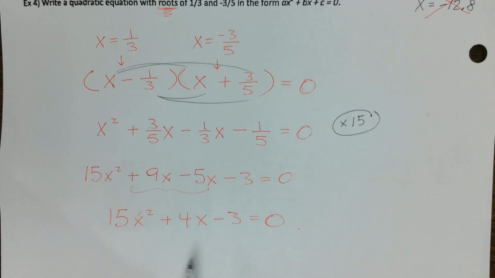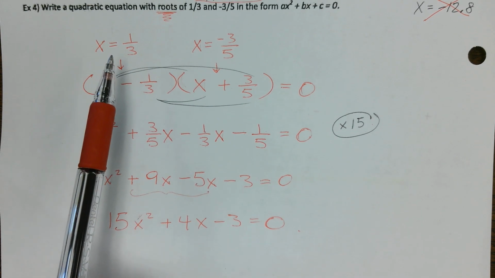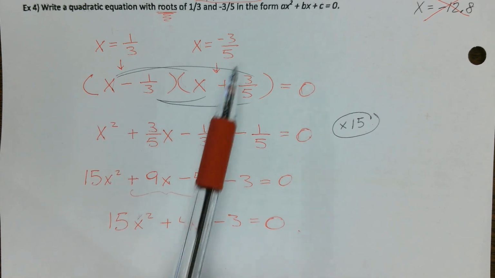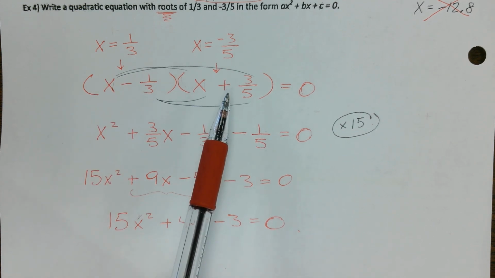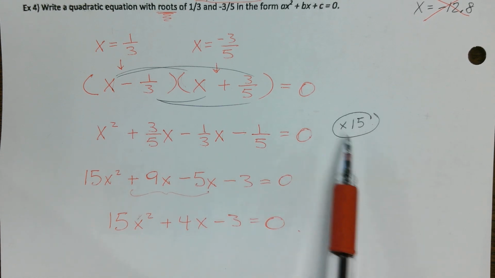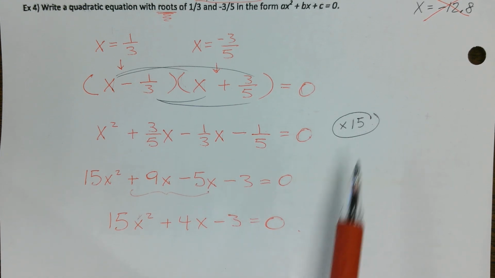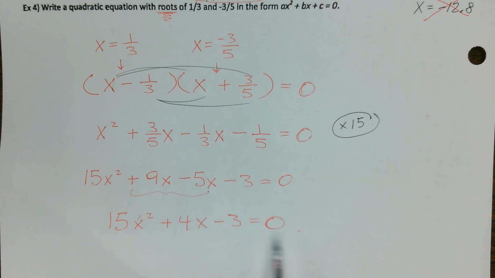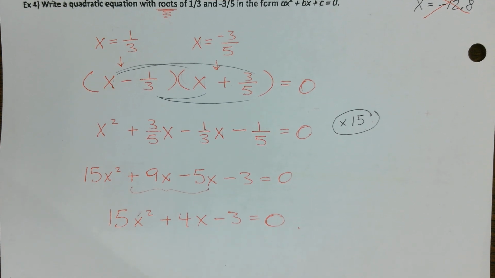So this is working backwards. Given the roots, find the equation. So we did that, we put it back into the brackets, and then we did FOIL. After we do FOIL, we can multiply everything by the lowest common denominator and clean it up, we get that.